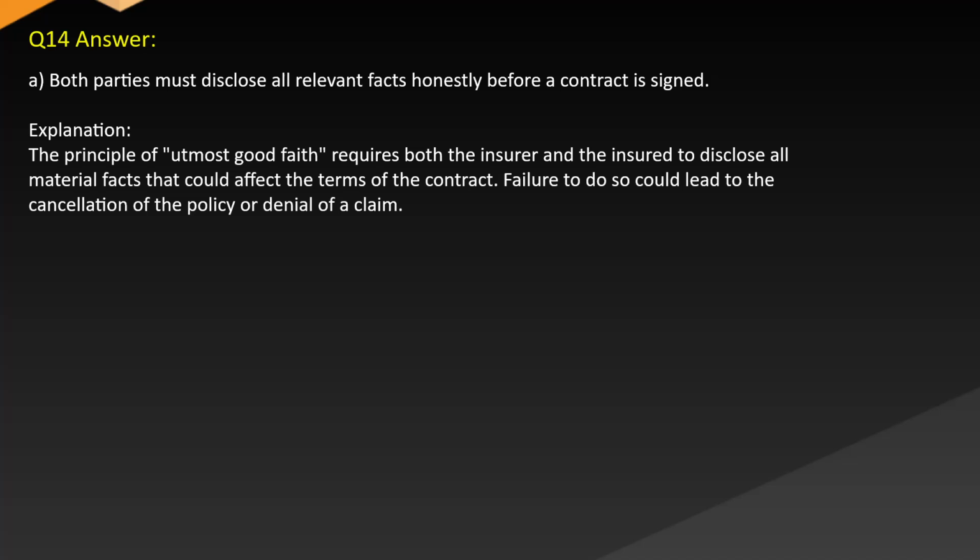Answer: A. Both parties must disclose all relevant facts honestly before a contract is signed. Explanation: The principle of utmost good faith requires both the insurer and the insured to disclose all material facts that could affect the terms of the contract. Failure to do so could lead to the cancellation of the policy or denial of a claim.